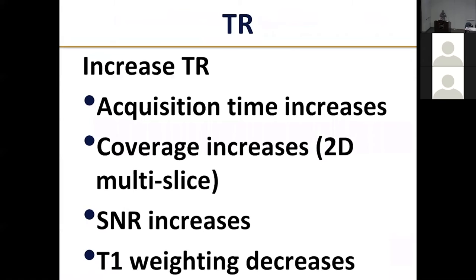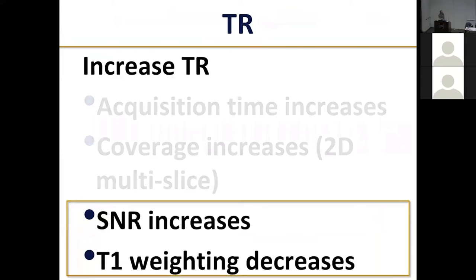So the repetition time has several effects. As you increase your TR, you increase your acquisition time, you increase your spatial coverage, your signal to noise goes up, and your T1 weighting decreases. In the interest of time, let's only talk about a couple of these things, signal to noise and T1 weighting.